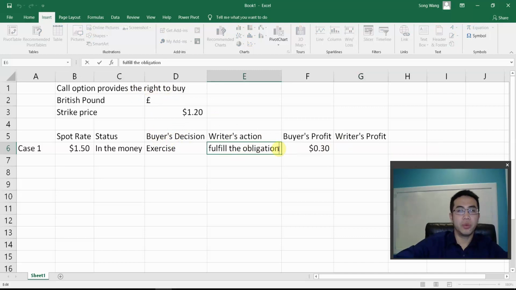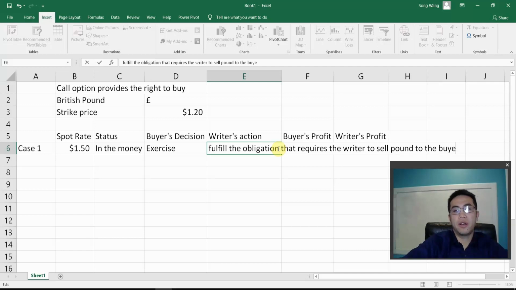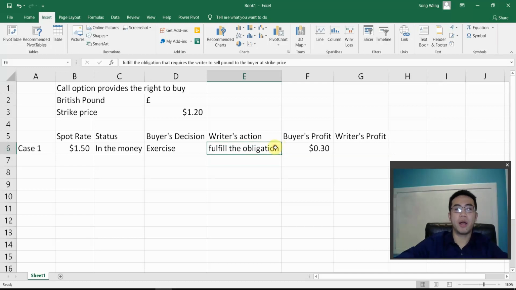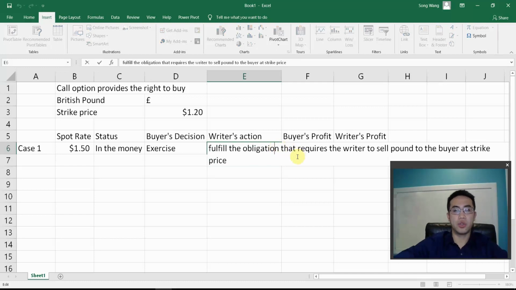The obligation requires the writer to sell the pound to the buyer at a strike price. Okay, so the writer will be the counterparty for trading with the buyer.